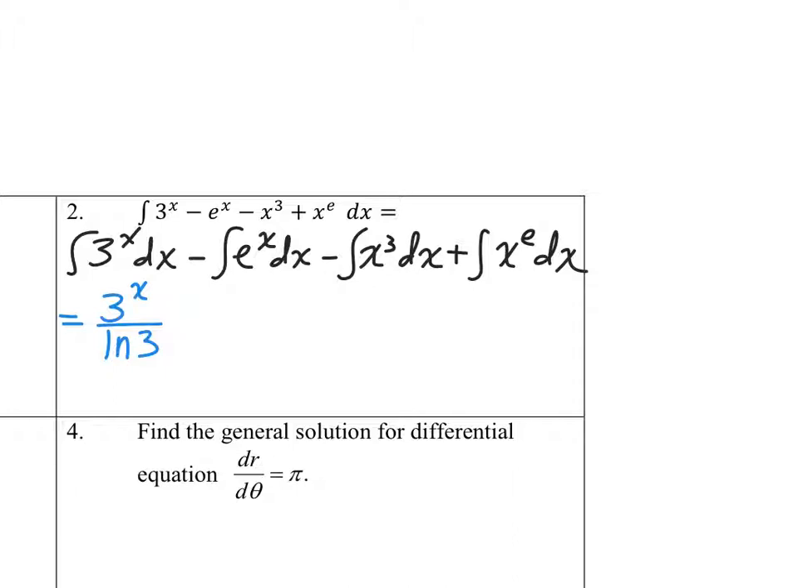Antiderivative of e to the x: e to the x. Antiderivative of x to the third: one-fourth x to the fourth. Plus x to the e as an antiderivative: x to the e plus 1. It's a little trick question, or attempt at a trick question. And then I'm going to put a plus c off at the end.